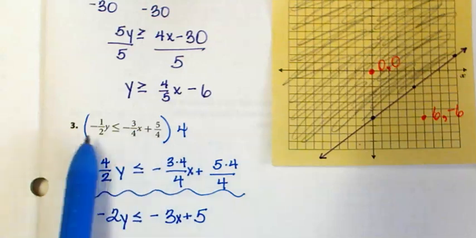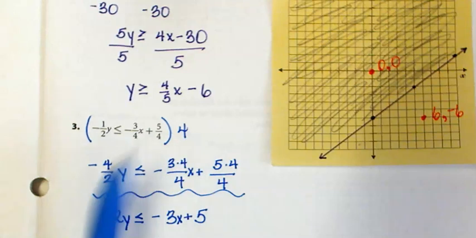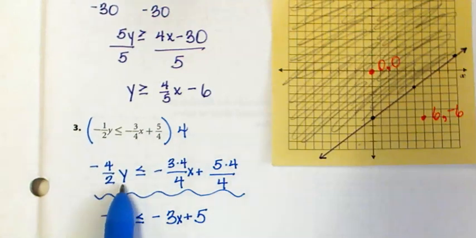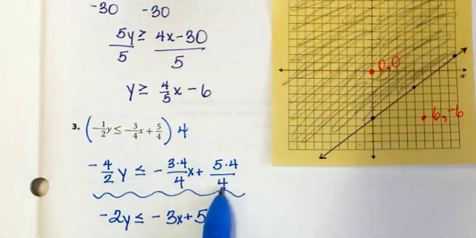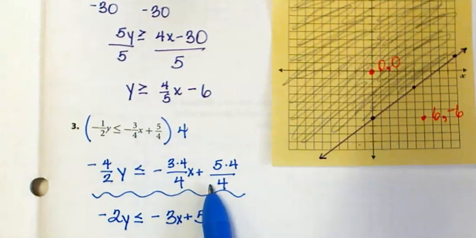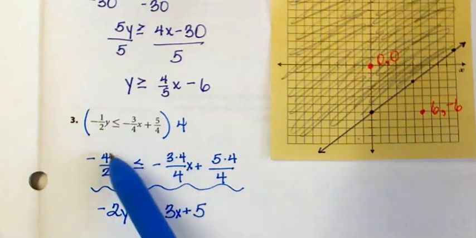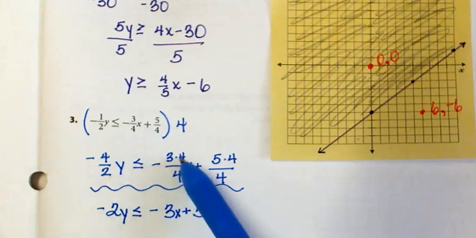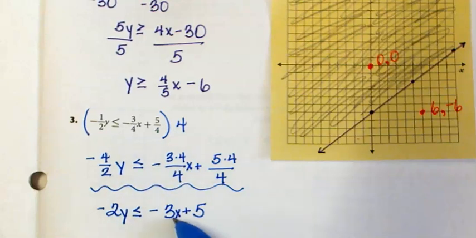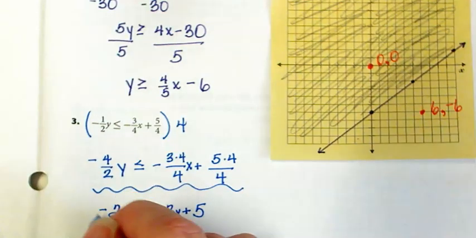All right. So to get rid of fractions, I multiply everything by 4. 1/2 times 4 is 4 halves, -4 halves y. 3 over 4 times 4 is 3 times 4 over 4. 5 times 4 over 4. I just showed you guys the intermediate step to see mentally what's taking place. All right, so simplify -4 over 2. That's -2y. -3 times 4 divided by 4, that's just -3x. 5 times 4 divided by 4, that's just 5. So here is my equation.